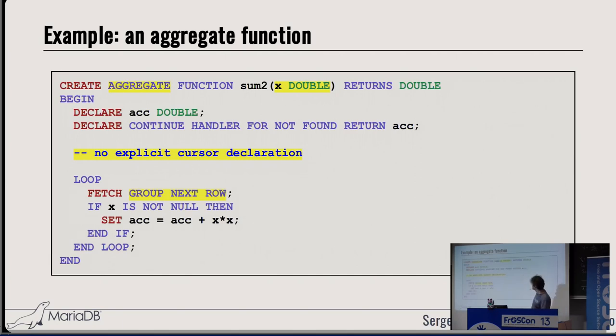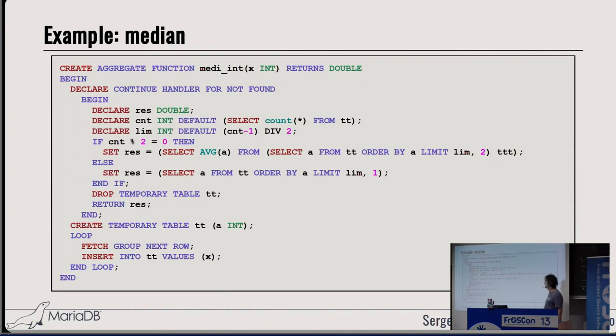And to make it more practical, this is an example that computes the median completely in SQL as an aggregate user-defined function. To make it easier to read, you need to start reading from here. It creates a temporary table, then in the loop it inserts all the values of the group into the temporary table. And then the continue handler fires, and then it finds the middle row and selects it, drops the temporary table and returns the result. That's how you can do median completely in SQL, an almost standard, user-defined aggregate function.